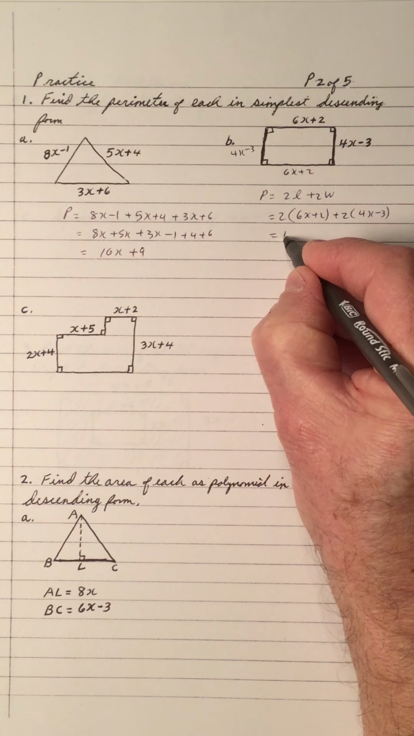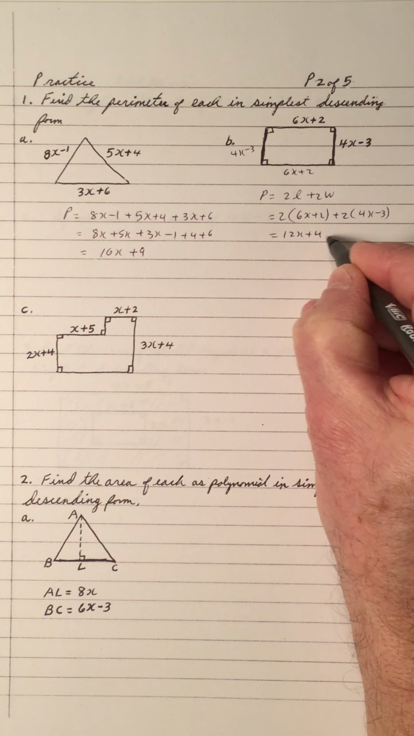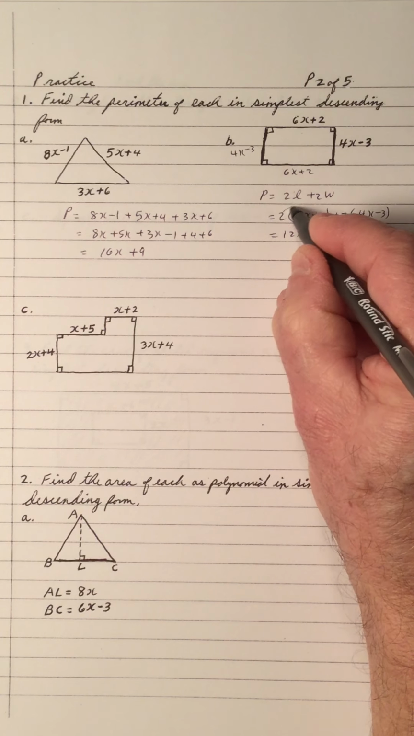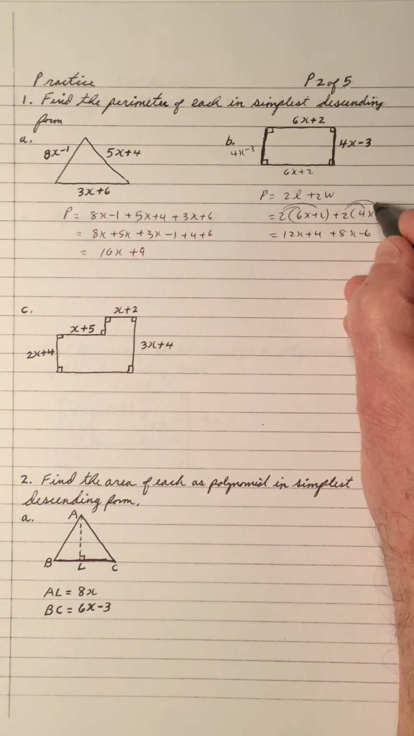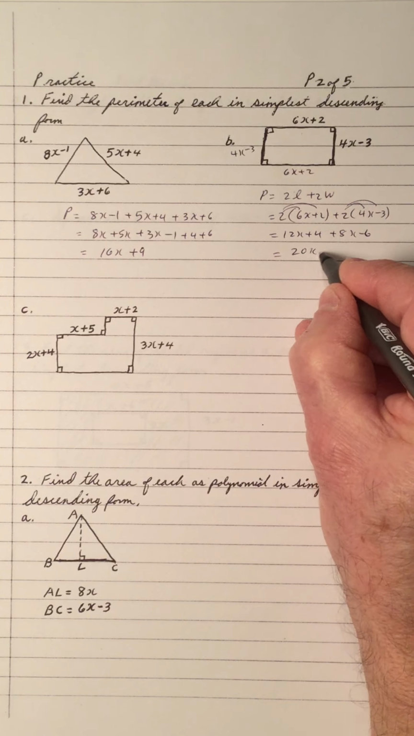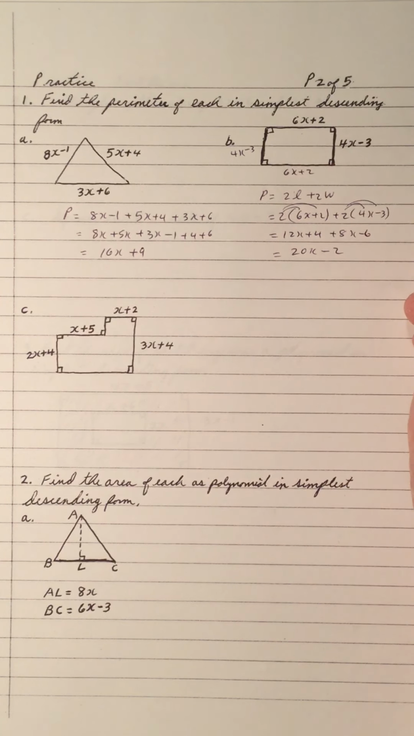We double these, we get a 12x plus 4 and an 8x minus 6, because we're doing 2 times and 2 times. And we add these up. These are easy to add. 20x minus 2. That's the perimeter.